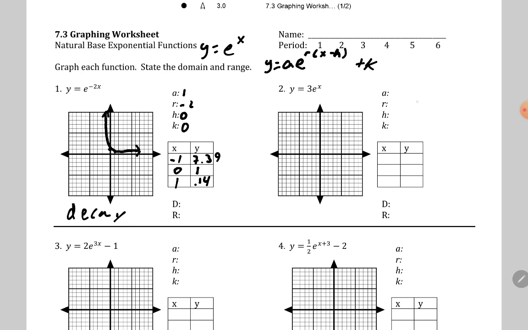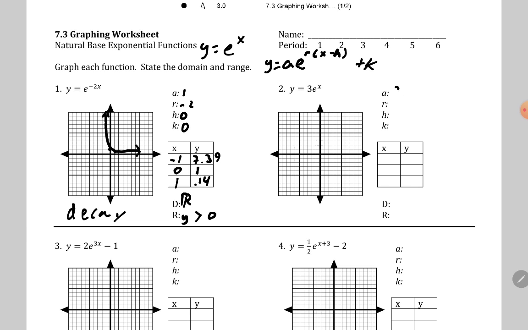Part 2, or number 2, sorry. Let's do this. Oh wait, domain. So domain for all these e functions will be all real numbers, and your range is going to be dependent on whatever k is. So it's going to be y is greater than k, unless you get flipped over, and then it's y is less than k, just like we've been doing before. So let's do number 2.